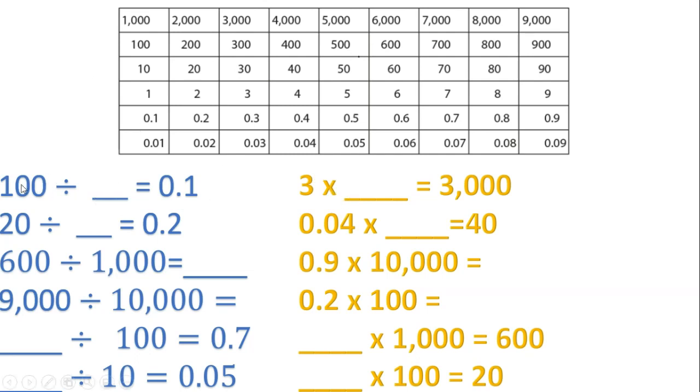So first of all, I put my finger on 100. Okay. And then I'm going to jump down to 0.1. So I'm going to go 1, 2, 3. Okay, I've moved 3 places. So what will that be? Well, there'll be 3 zeros, 3 places. So that'll be 100 divided by 1,000 equals 0.1.